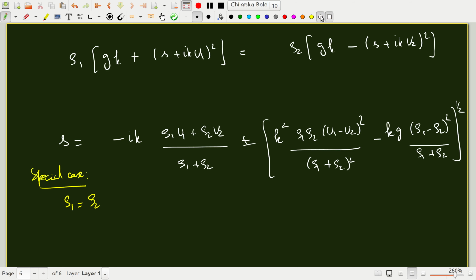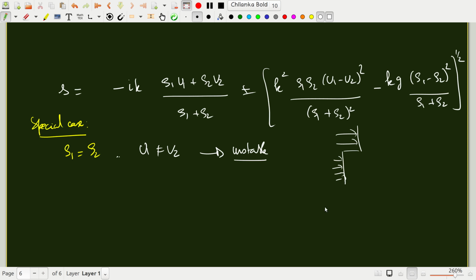We've taken rho 1 is rho 2, that means this term is not there. Now if u1 is u2, the same velocity, then s is purely imaginary because this term is also 0. But u1 is not equal to u2, that means S has an imaginary part, and the imaginary parts come with conjugate, one is plus and the other is minus. So there is always an unstable mode. So this is always unstable. That is, whenever you have a velocity discontinuity like this, this is always unstable.